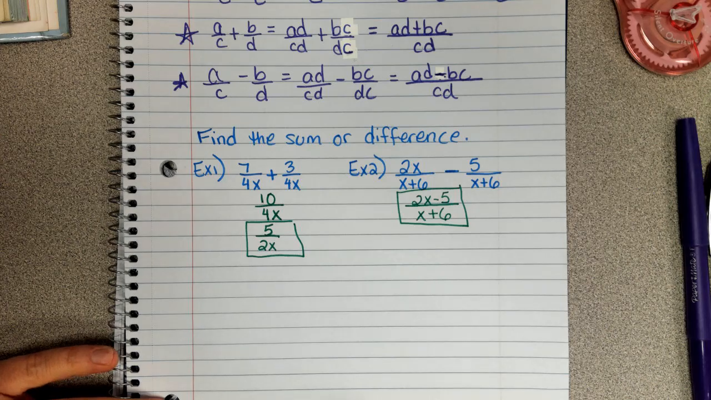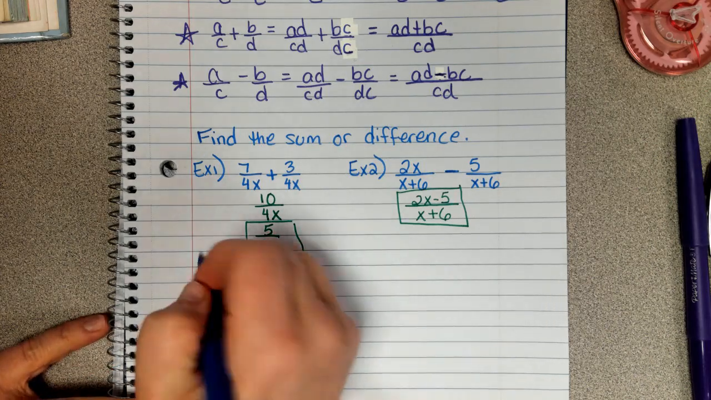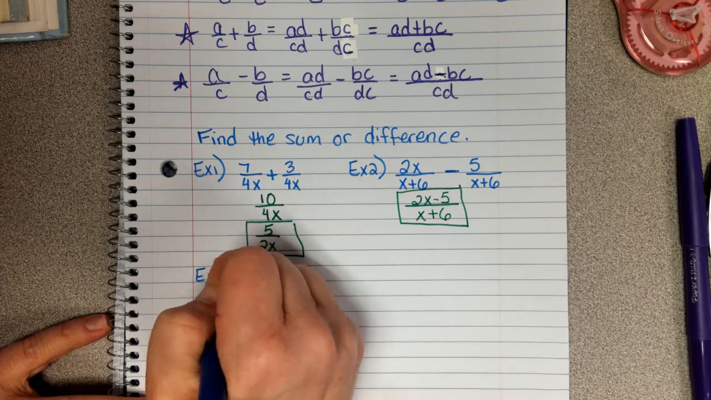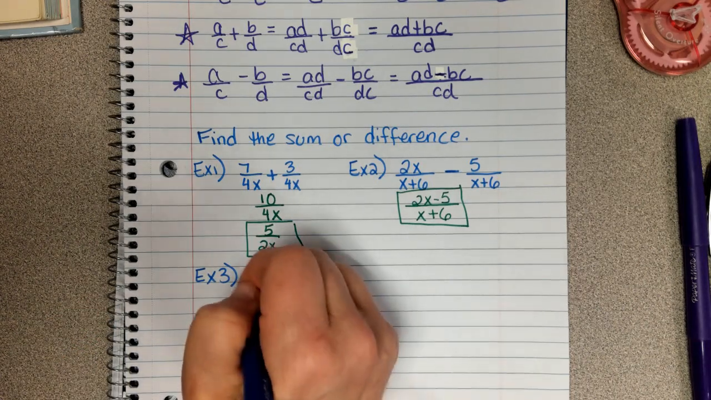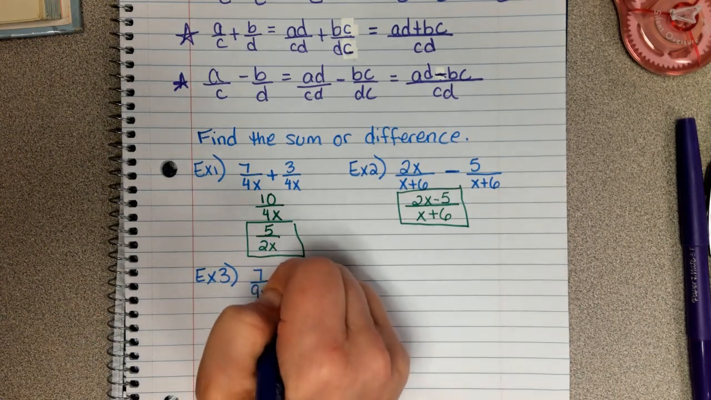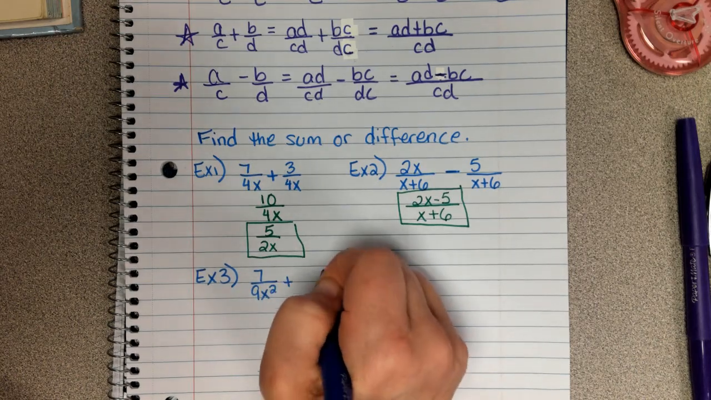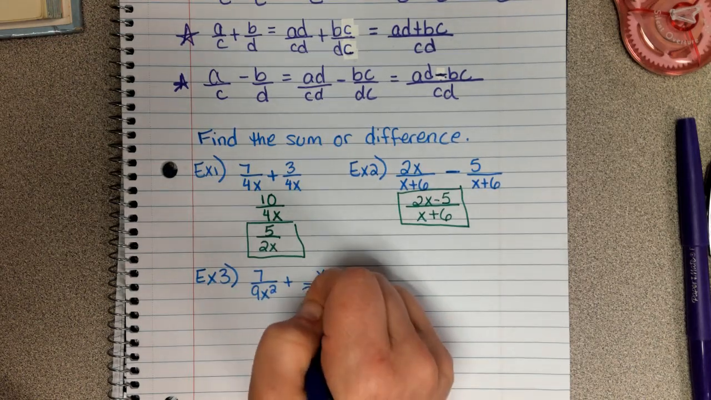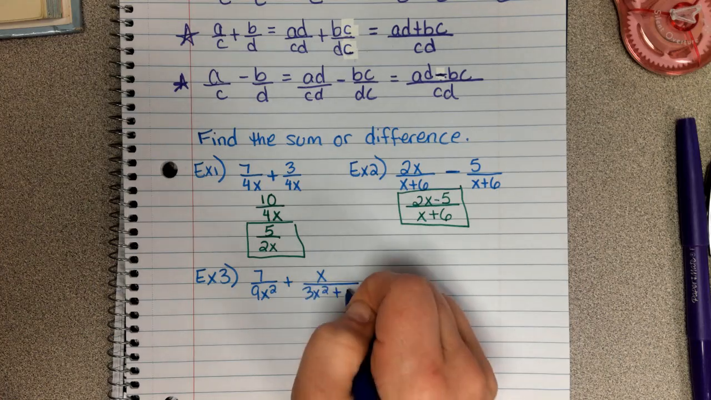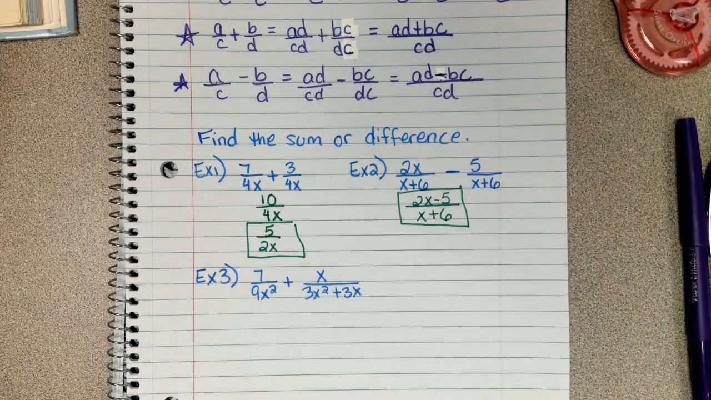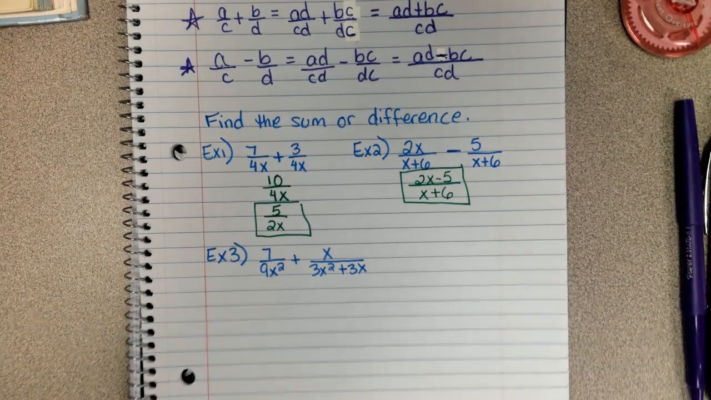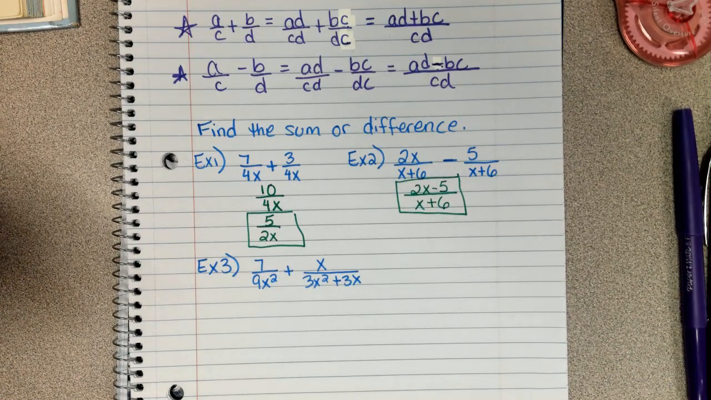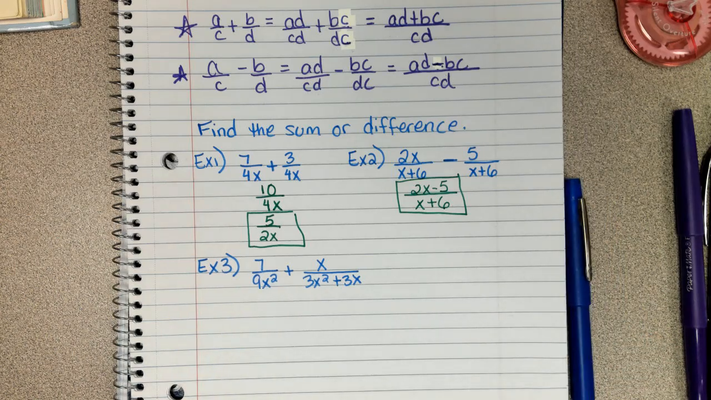Okay, let's do some that don't have the same denominator. Let's add 7 over 9x squared plus x over 3x squared plus 3x. Now I can tell right away, I'm going to move this camera up a little bit. These do not have the same denominator. I can see that. What I want to do is go ahead and factor these denominators, that way I can see how I can best get a common denominator.